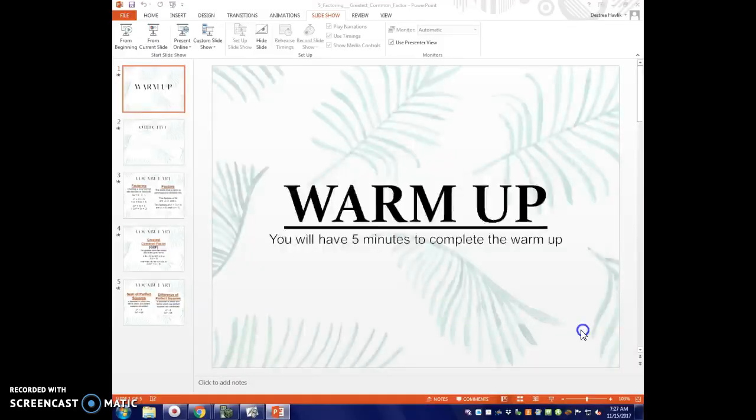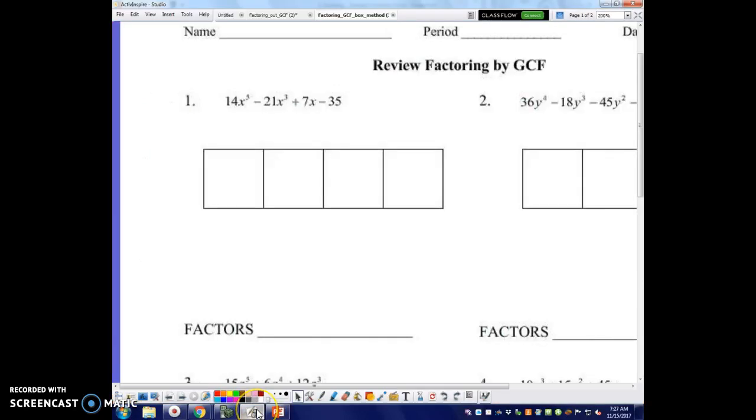Okay? Now, let's look at our worksheet for today. So factoring by greatest common factor. Okay? I have it set up for the boxes since that's kind of what we're used to right now. So in your box for number 1, I'm only going to do 1, and then you're going to have to do the rest on your own, but I'll show you how to do the first one. So for number 1, we're going to put it in this box. We have 14x to the 5th minus 21x to the 3rd plus 7x minus 35. Don't forget your negatives. Okay?